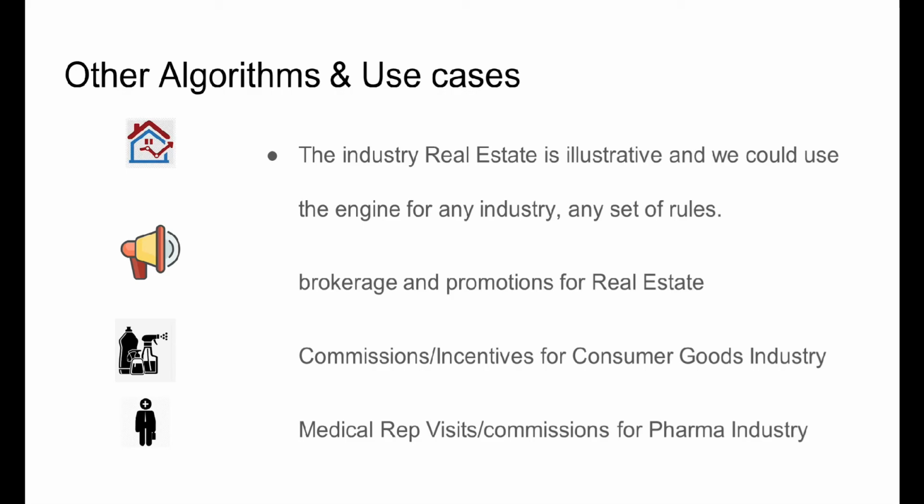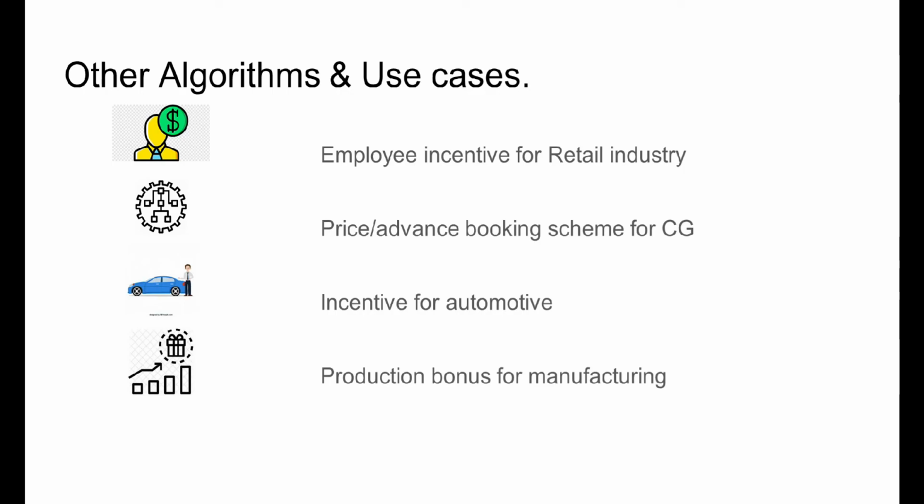Other algorithms. The industry, real estate, is illustrative, and we could use the engine for any industry, any set of rules. Typical use cases could be incentives, brokerage, and promotions for real estate. Commissions and incentives for the consumer goods industry. Medical representative visits and commissions for the pharma industry. Employee incentive for the retail industry. Price and advanced booking scheme for CG.